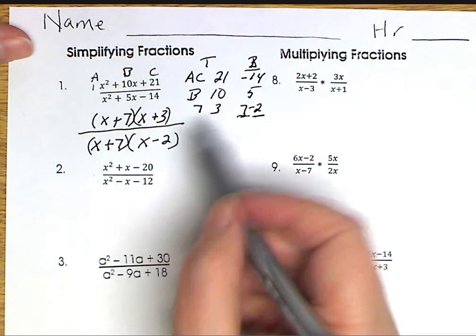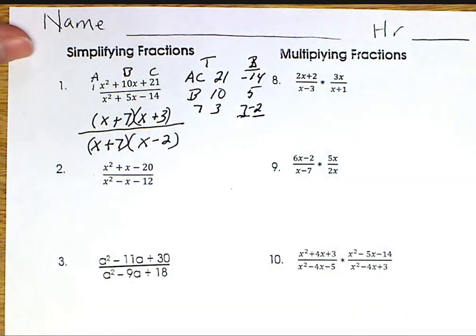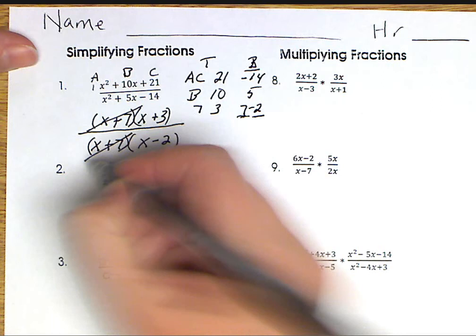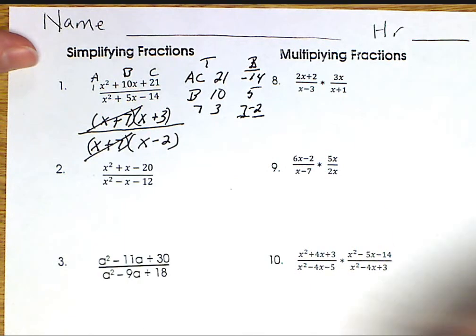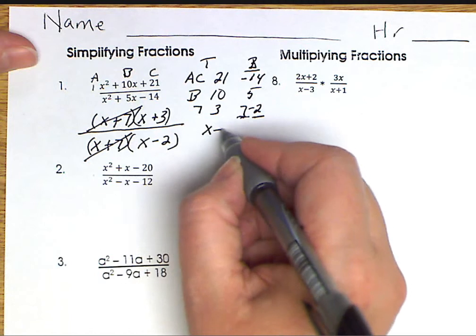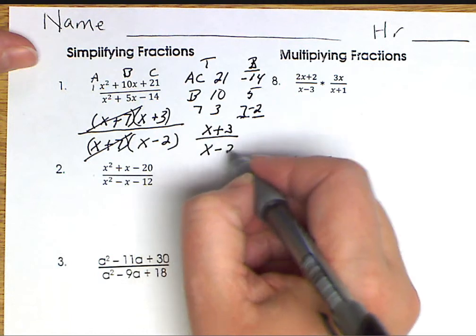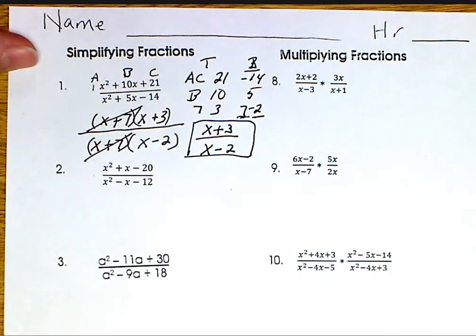So, do you see anything on the top and bottom that can cancel? Yeah, that's x plus 7. So this and this are the same, so we can cancel it out. So our answer, x plus 3 over x minus 2. That's it. On simplification, you have to factor the top and bottom, and then cancel out what's in common.